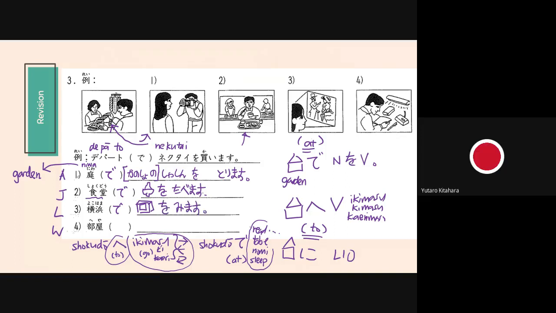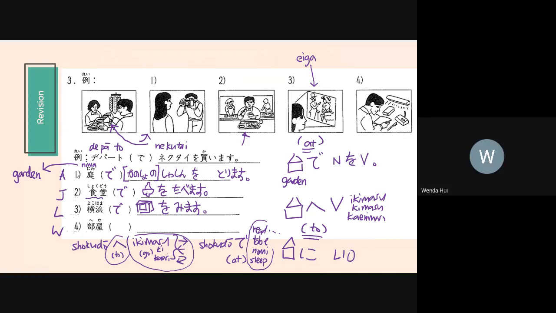Terebi o mimasu. Again, a bit open-ended, the picture may not be clear, and partly our notes may be quite long already. So this is the movie, eiga. You want to say eiga also can, you want to say terebi also can. Watch TV, watch a movie, watch a show, watch anything that can. You want to say watch a Japanese movie also. Correct.